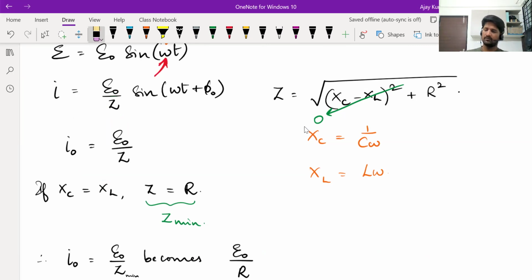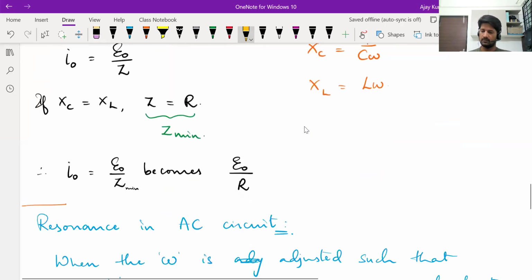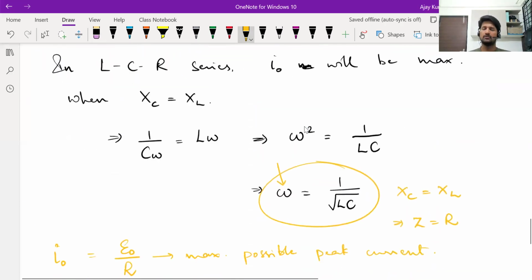Now, for one particular frequency, you will get maximum current. When does that happen? When Z is the least. And when will Z be the least? When the first bracket in that Z formula, this term, becomes 0, automatically Z will be minimum. When will that bracket become 0? XC should be equal to XL. XC equal to XL means omega should be 1 by root LC. At that much angular frequency, Z will be minimum, current will be maximum. That condition is what we call as resonance.